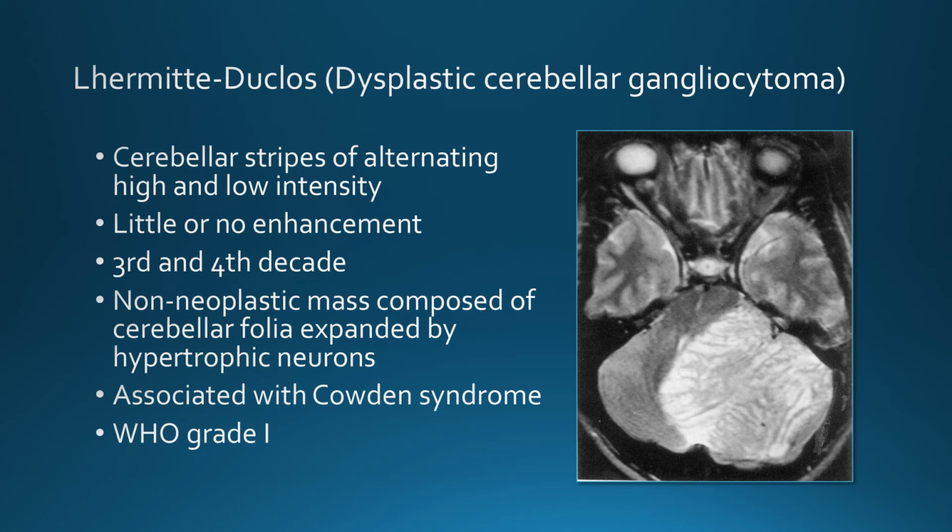The other term for this is dysplastic cerebellar gangliocytoma, and has a very characteristic appearance of stripes of alternating high and low intensity on T2 weighted images, little or no enhancement, usually third and fourth decades. These are felt to be non-neoplastic lesions composed of hypertrophic neurons expanding the cerebellar folia. This is associated with Cowden syndrome, and it's a WHO grade 1.